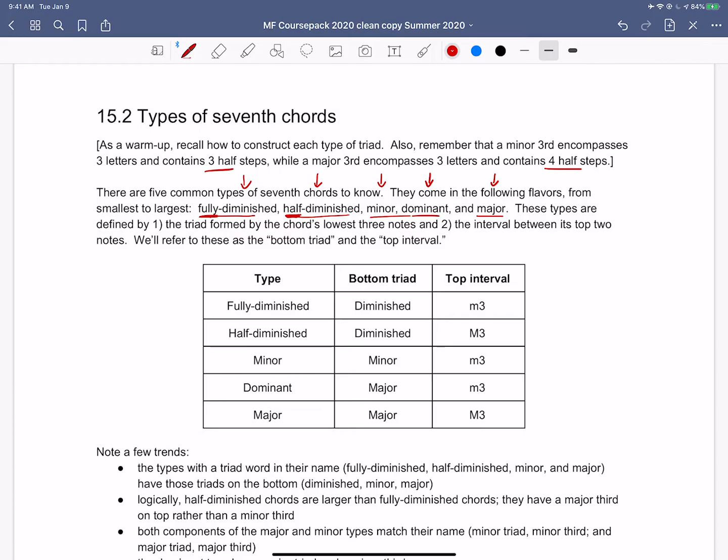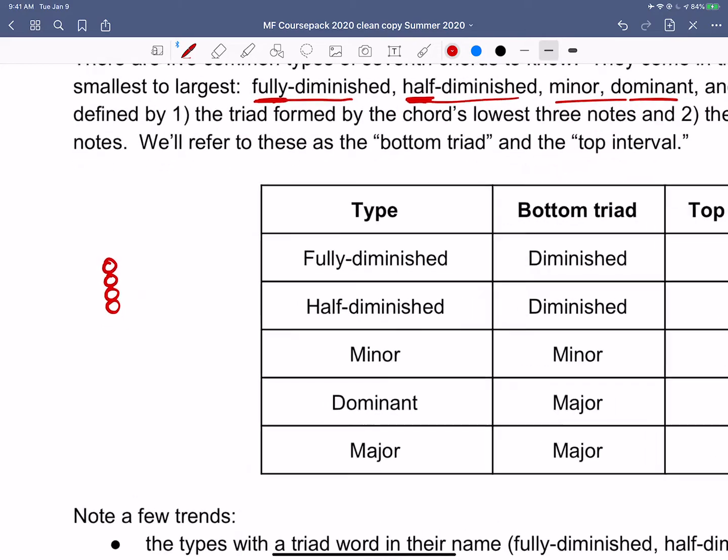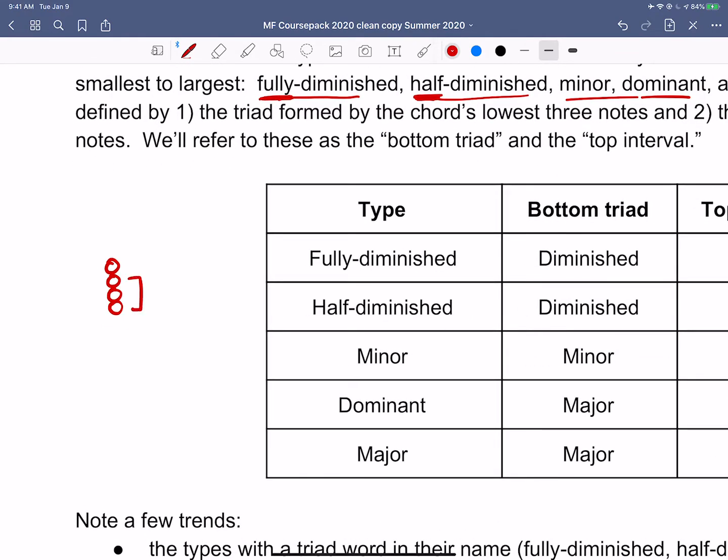Now, we're going to construct over here to the left just a hypothetical seventh chord without a staff or anything, but we know that seventh chords look something like this. It's just a series of stacked thirds. But the way we're going to be thinking about these seventh chords is as follows. We're going to think of each seventh chord as having a triad on the bottom.